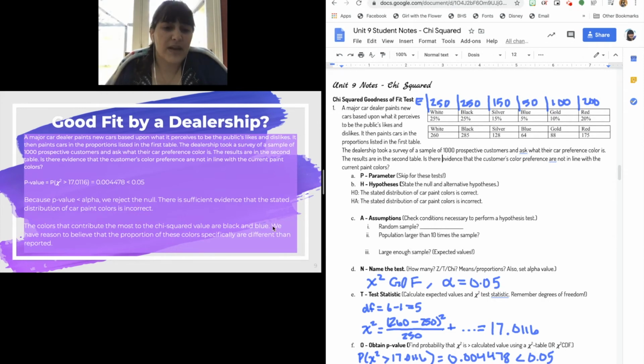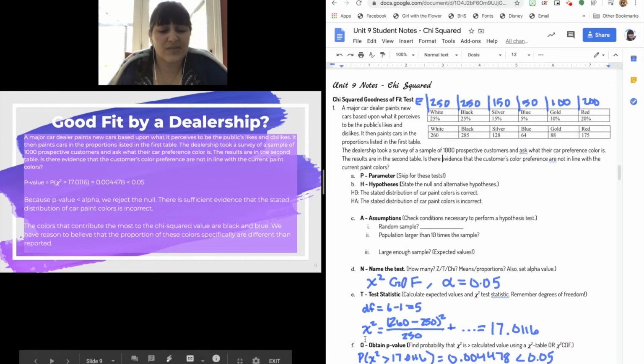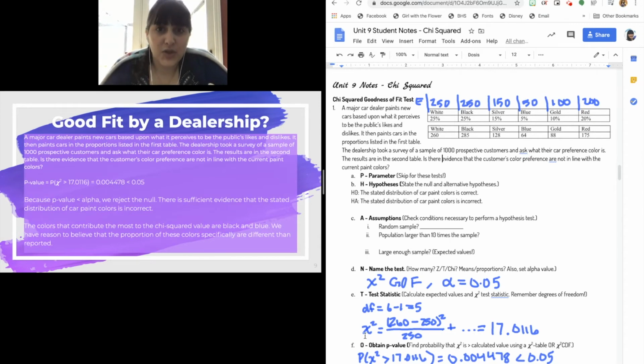So in the follow-up analysis, you would want to say you have reason to believe that the proportion of those colors specifically are different than reported, right? So the white ones may not be that different, right? The gold ones may not be that different, but the black ones for sure, and the blue ones contribute the most and are most reasonably different from the distribution that was given. Okay, so that's a whole chi-squared test.